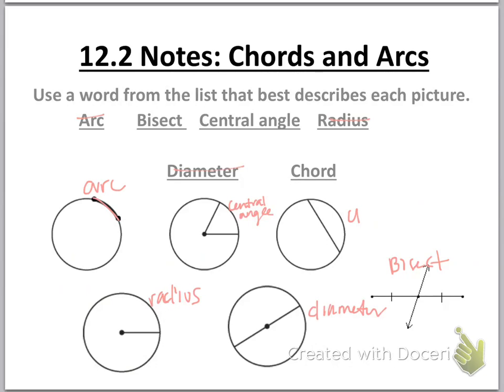And the only one I have left is chord. So chord is one that doesn't go through the center, but it goes from one side of the outside of the circle to the other side. So it just doesn't go through the center this time. So we're going to be talking more about chords in a minute here.